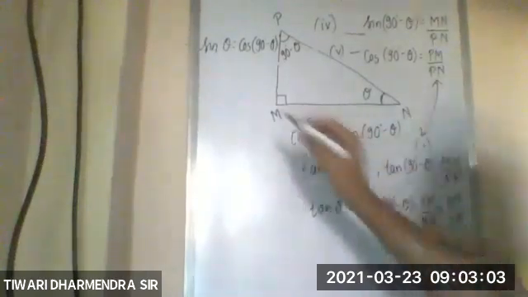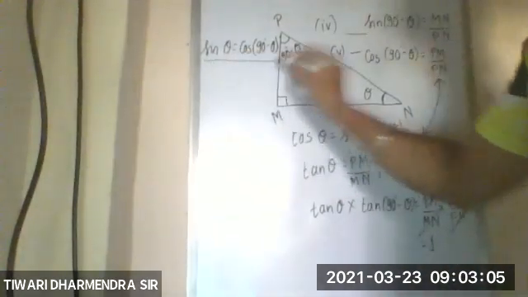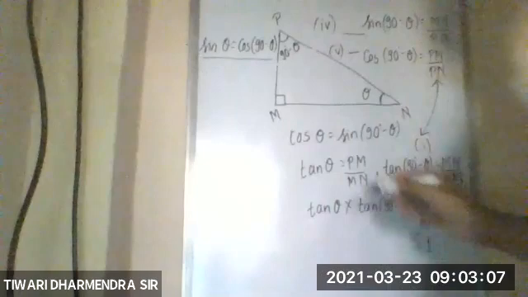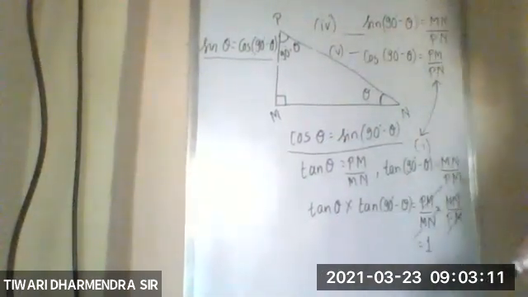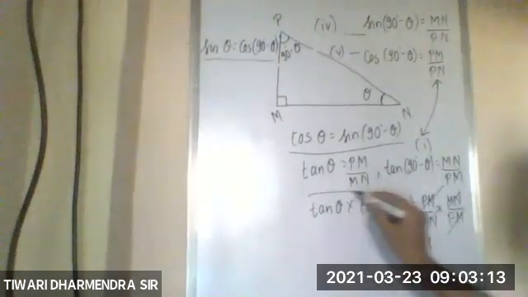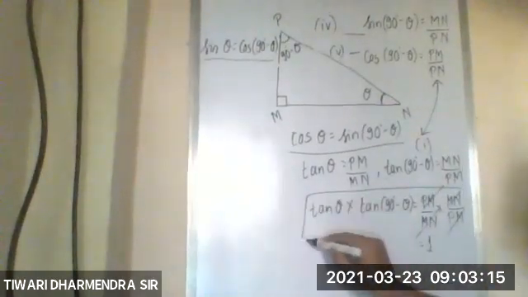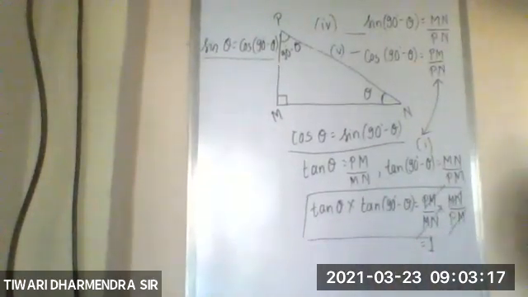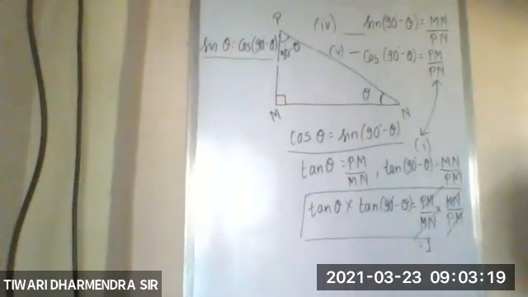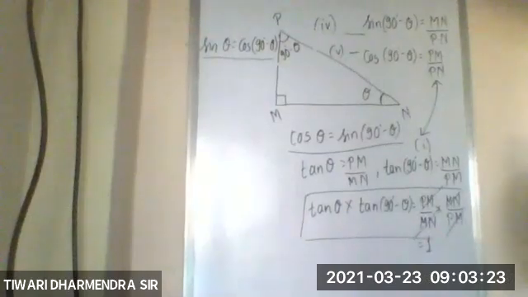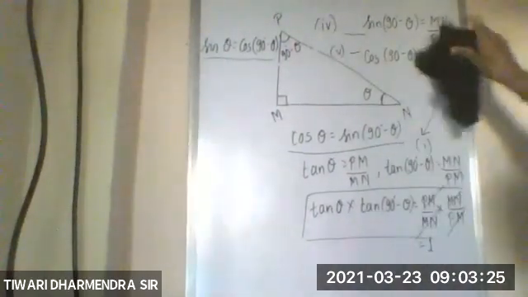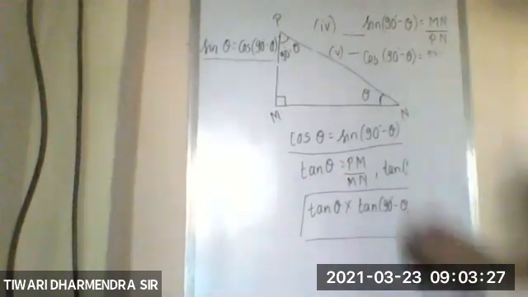So what have we derived? We have derived sine theta is equal to cos 90 minus theta. We derived cos theta is equal to sine 90 minus theta. We derived tan theta into tan 90 minus theta is equal to 1. So we have this relation, and using this relation, we will find some values now.